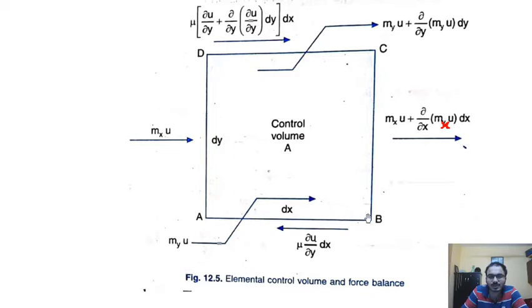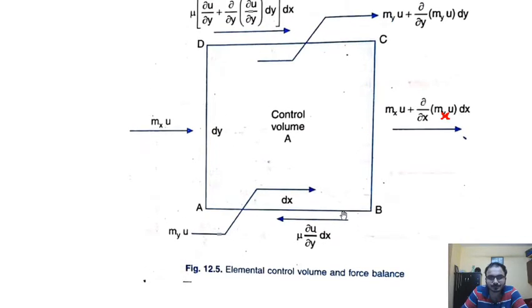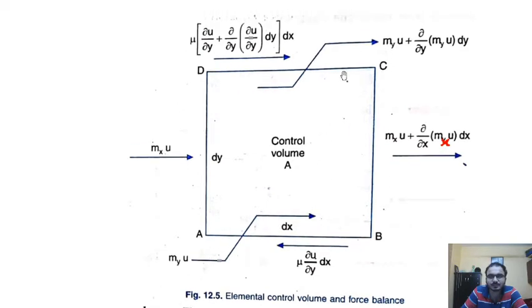Similarly, for the face AB, that is over here at the bottom, the momentum will be my into u. As we are considering the momentum only in the x direction, the mass in the y direction is taken, however the velocity component is only taken in the x direction. So my into u is this, and similarly after passing through this distance dy, the change is my into u plus del upon del y of my into u into dy.